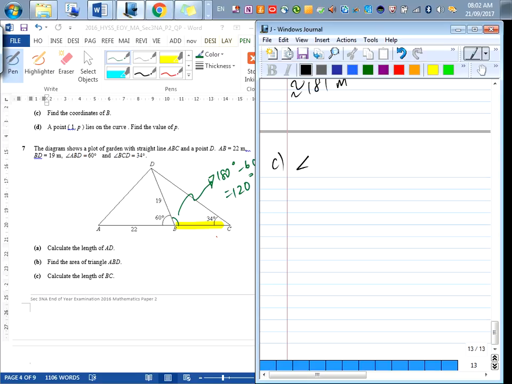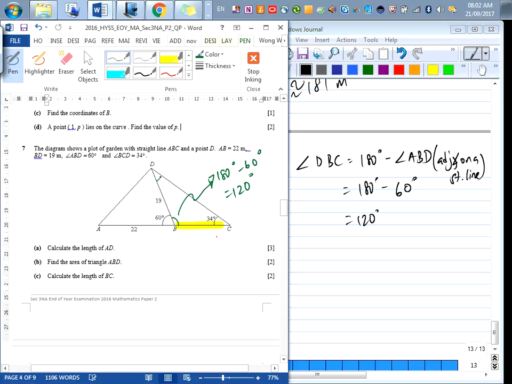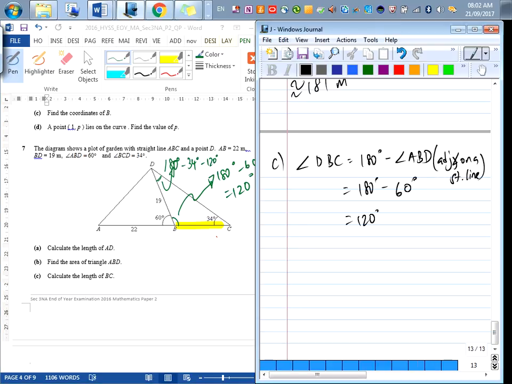So, write it down in words. Angle DBC is equals to 180 degrees minus angle ABD, which is, and then the reason is adjacent angles on a straight line. Why do I need to find this? So that I can find this angle over here. Okay, and this will be 180 degrees minus 34 degrees minus 120 degrees. And the reason is because angle sum of triangle.